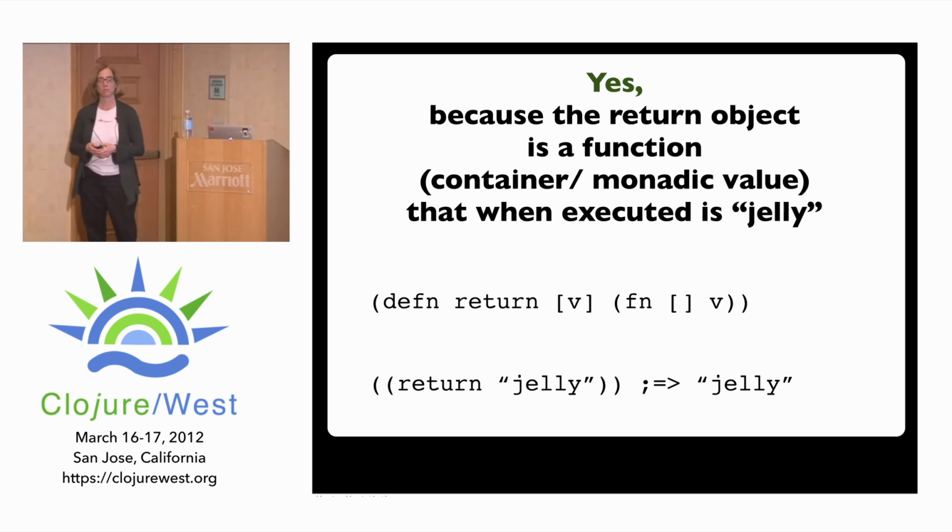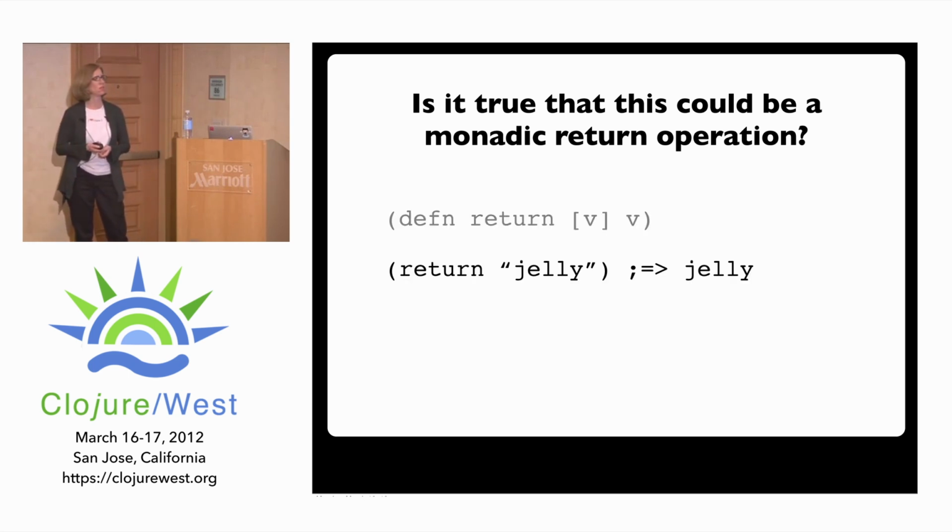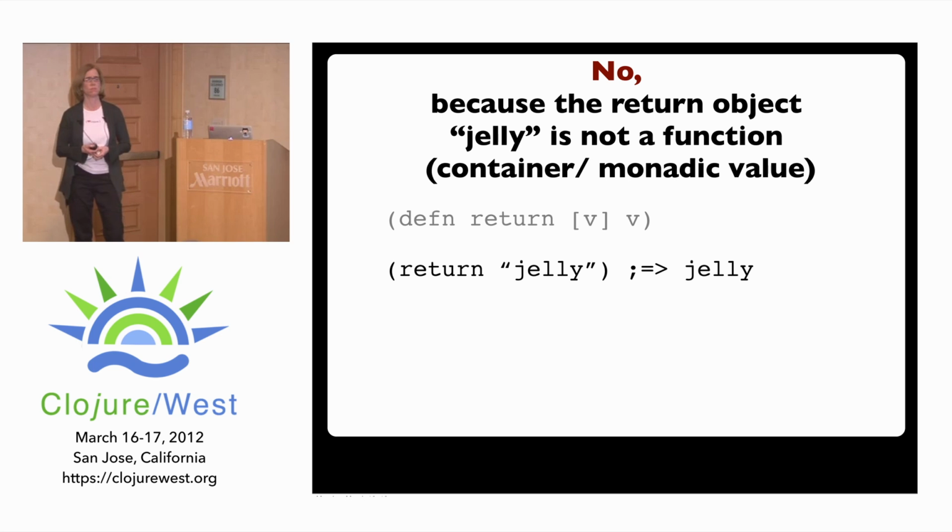Okay. So the door asked her another question. Is it true that this could be a monadic return operation? Okay, this is labeled return as before, and it takes a value, but it doesn't do anything to it. It just returns back that value. I'm suspicious. So if we just give it a string, jelly, no. Because the return object jelly is not a function and a container or a monadic value.